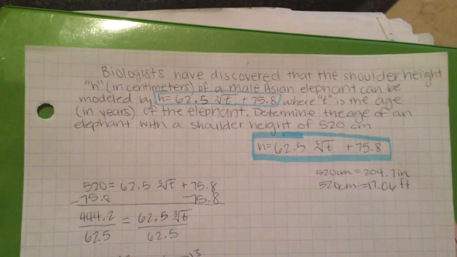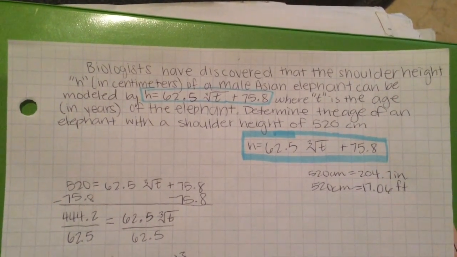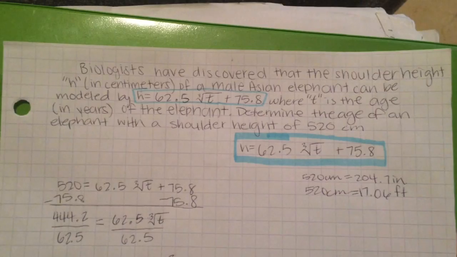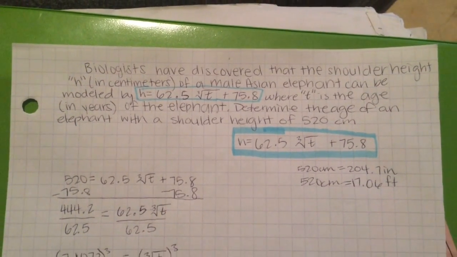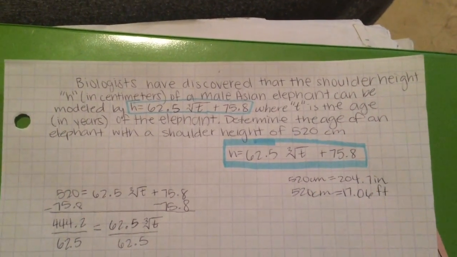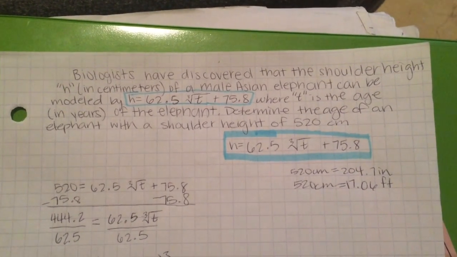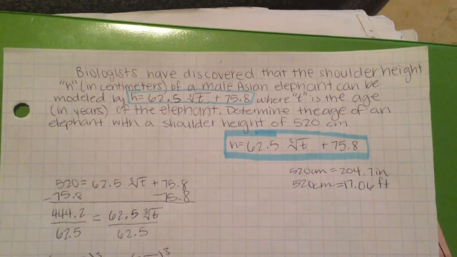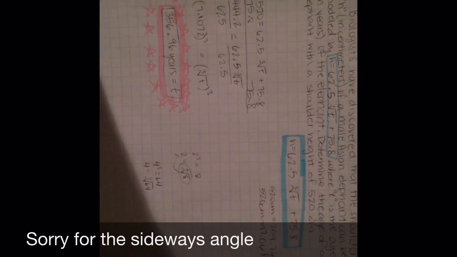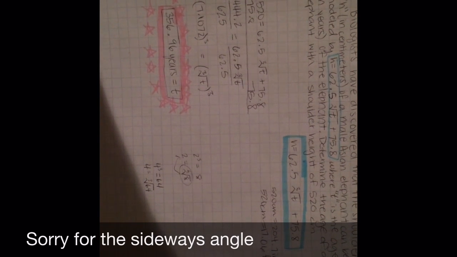Biologists have discovered that the shoulder height h in centimeters of a male Asian elephant can be modeled by h equals 62.5 cube root of t plus 75.8, where t is the age in years of the elephant. Determine the age of an elephant with a shoulder height of 520 centimeters. We're going to solve this problem. We use the equation h equals 62.5 cube root of t plus 75.8. So right here we converted 520 to inches and feet. So 520 centimeters equals 204.7 inches, and 520 centimeters equals 17.06 feet.